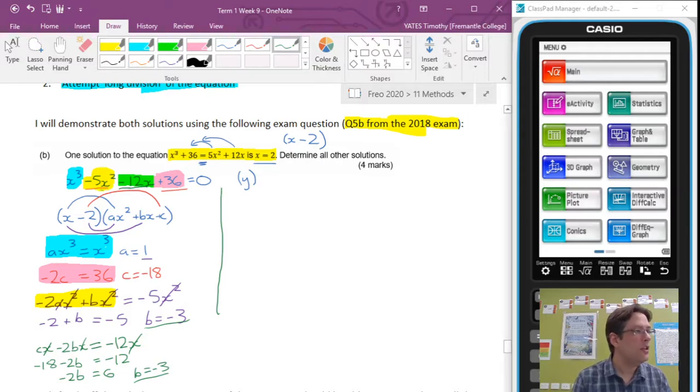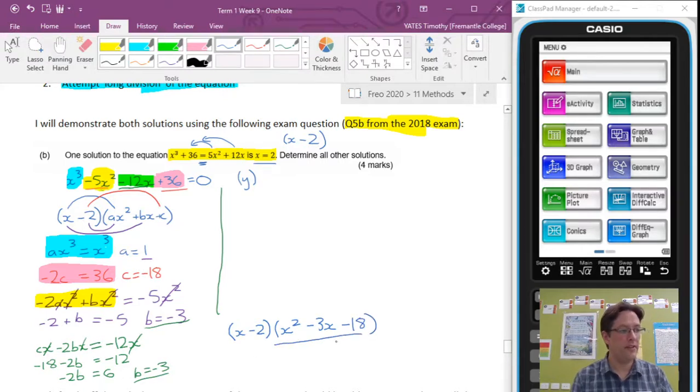Okay, so what that means, and I'm going to write my answer over here, is that if I was to factorize it, it would be x minus 2, and a is 1, so it would be x squared take 3x, because b is negative 3, and c is negative 18, take 18. Now what we need to do is factorize this equation on the right here. What two numbers multiply to negative 18 and add to negative 3?